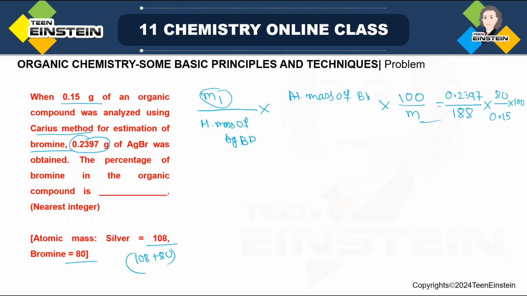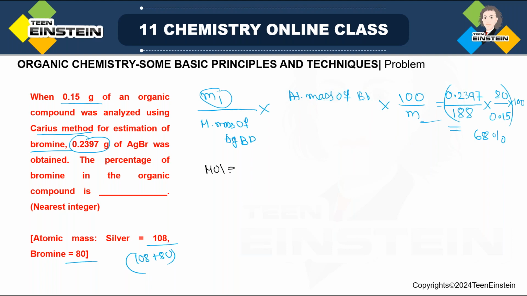So in the numerator we have 80 times 0.2397. In the denominator we have 188 times 0.15. All this quantity multiplied by 100. If you do the calculation, you will get 68%. So this is the direct way to solve. But another way also we will solve this problem.